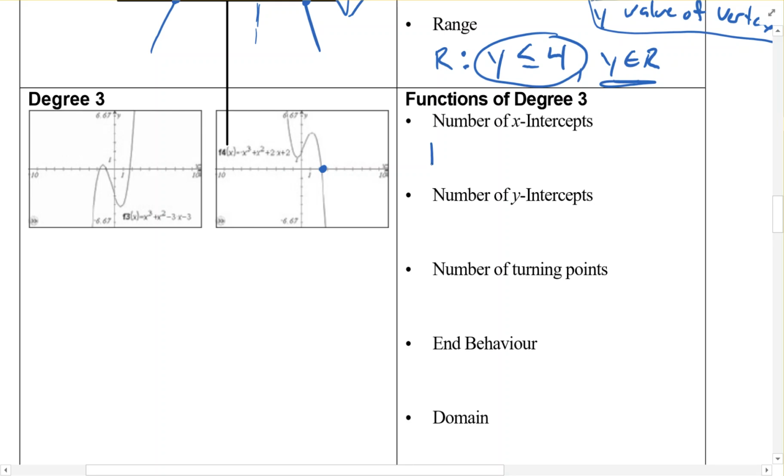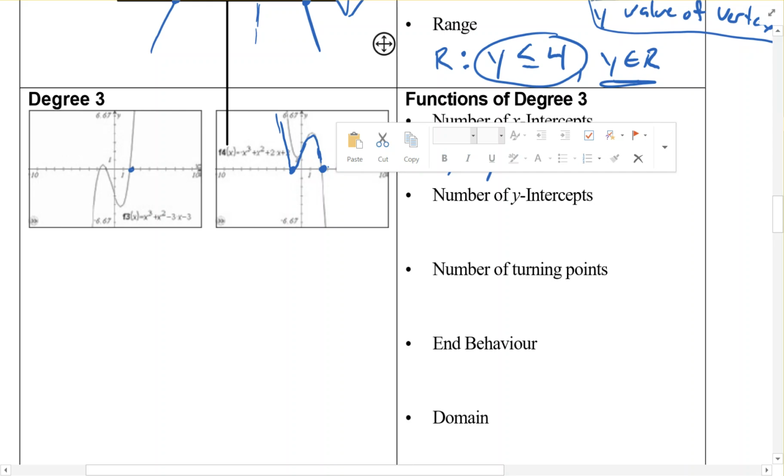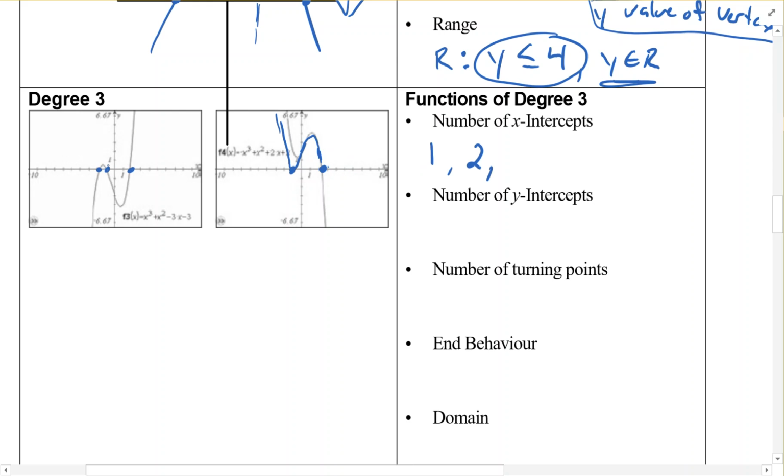It could have just 2. If, let's say, we're looking at this one, it went up, came down, and then touched, and then went back up again, that would count as 2 x-intercepts, right? There'd be just the 2 there. So it could be 1, 2. And then it could also have 3, because it could be like this one, right? Where it crosses there, there, and there. So 1, 2, or 3 x-intercepts.